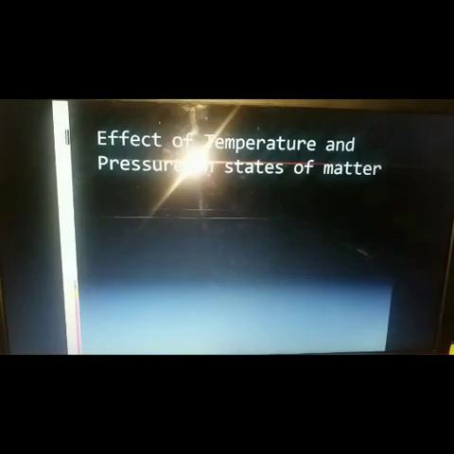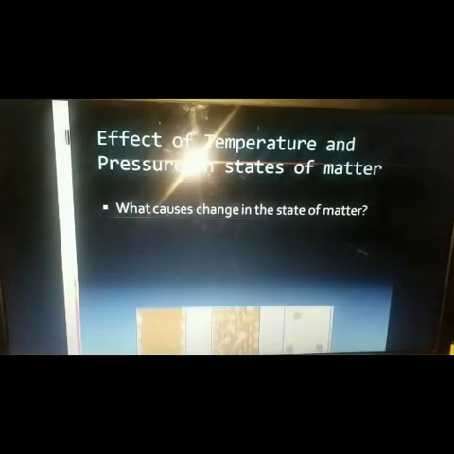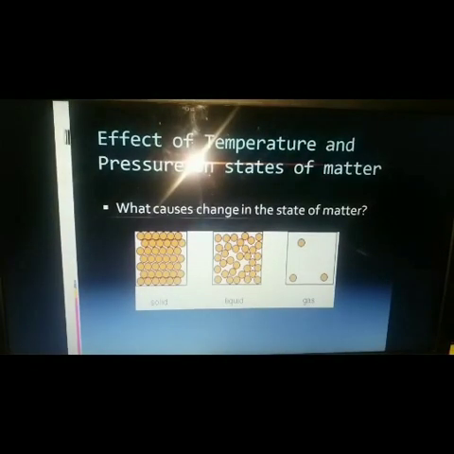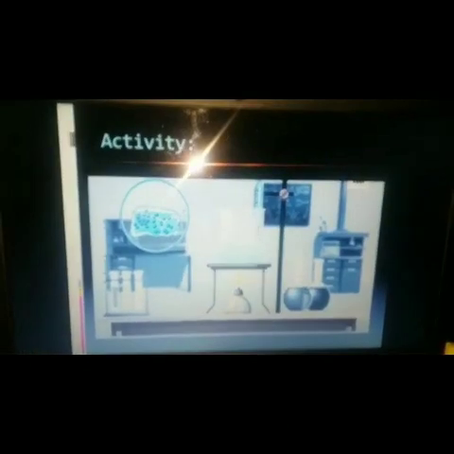You already know that the particles of a solid vibrate, those of a liquid slide past one another, and gas particles bounce about freely. So this indicates that solids have the least energy, whereas gases have the maximum energy. So maybe if we can modify the energy of the particles, we can also change their state of matter. So let us see this through an activity.